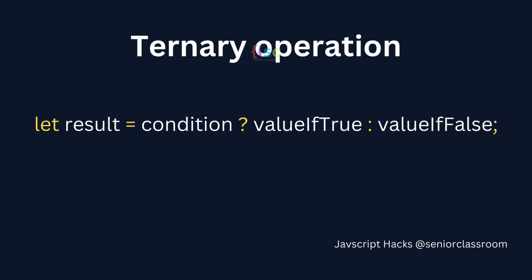Next is ternary operation. This JavaScript snippet demonstrates the use of a ternary operator. It evaluates a condition and assigns a value based on whether the condition is true or false. It's a concise way of writing an if-else statement in a single line.